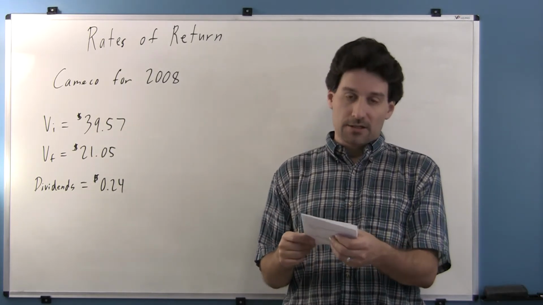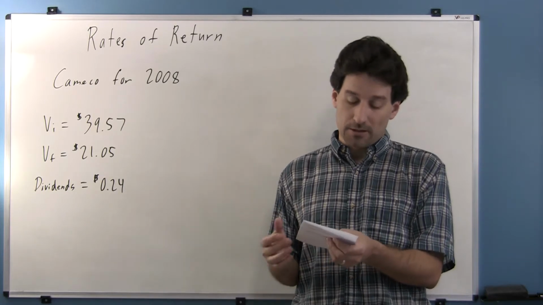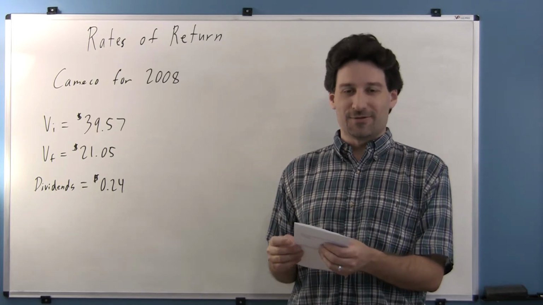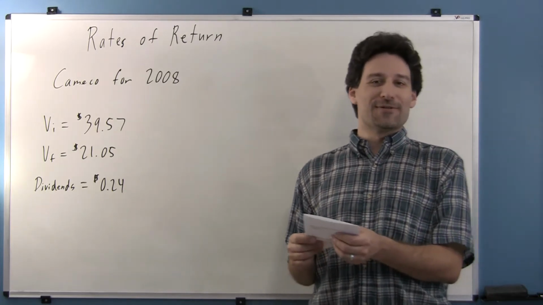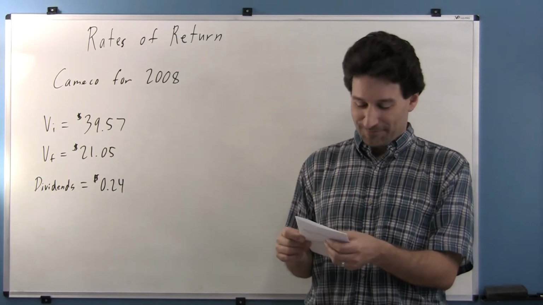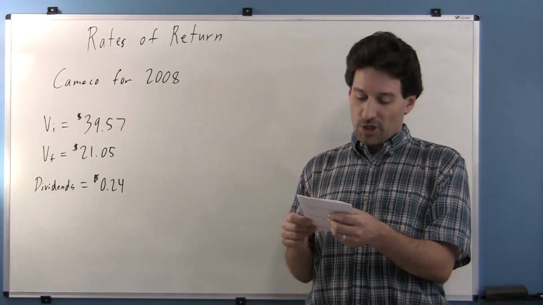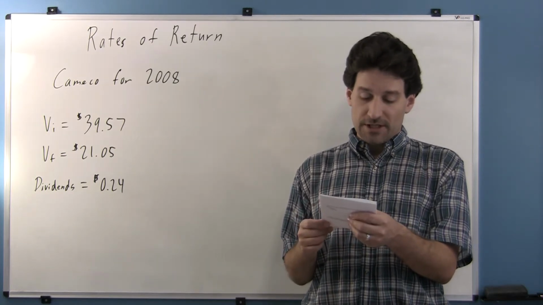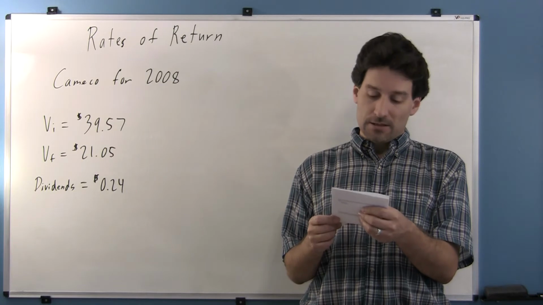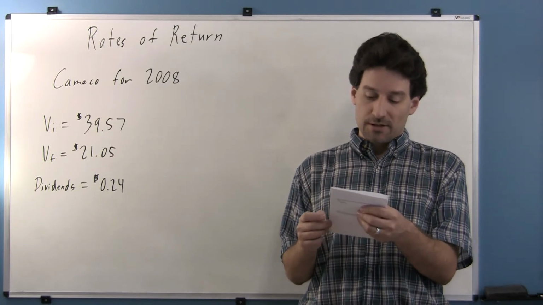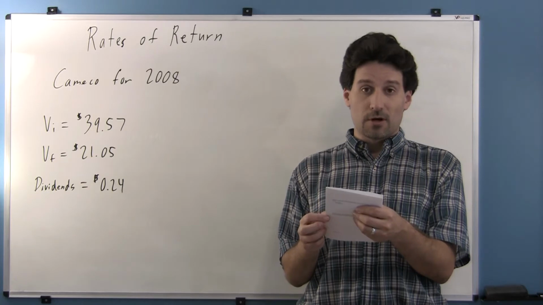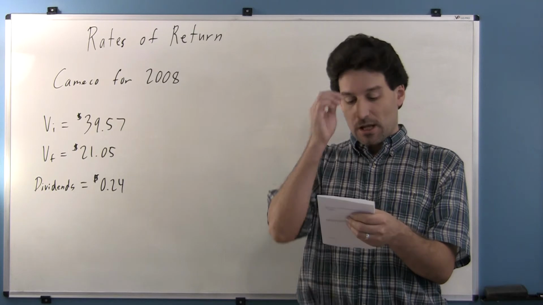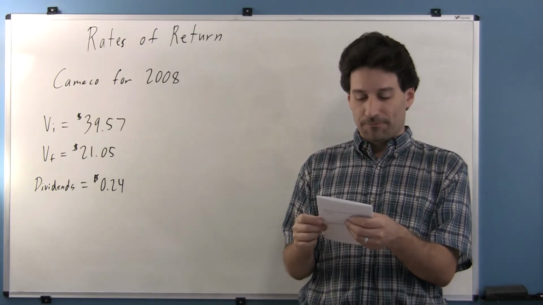We have actual data for a real Canadian company. They process uranium for the nuclear industry, so I happened to work there briefly for a co-op job back when I was at school. The share price at the end of 2007 was $39.57. At the end of 2008 it was $21.05. And at the end of 2009 it was $33.93. Dividends paid in 2008 were 24 cents and in 2009 were 24 cents.